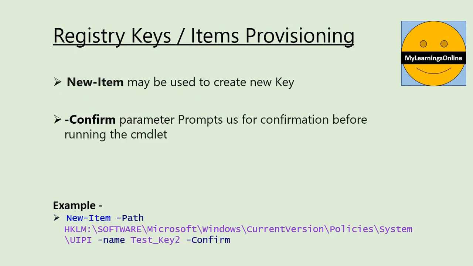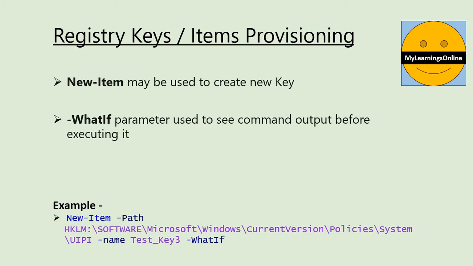The Confirm parameter is used to get a confirmation prompt before our registry keys are actually created. In the example, we can see a command with the Confirm parameter. We can see a command output without actually executing it with the use of the WhatIf parameter. This parameter is very helpful when we are doing a critical registry edit. In the example, we can see a command with the WhatIf parameter.